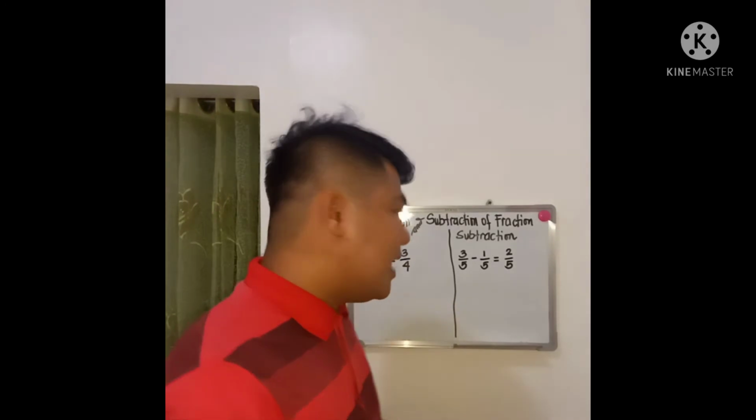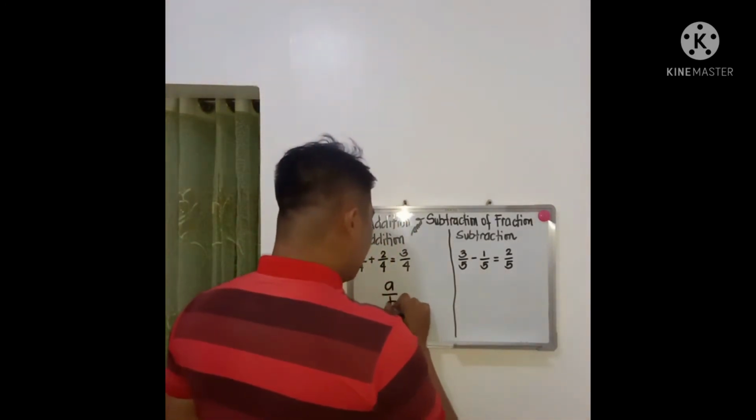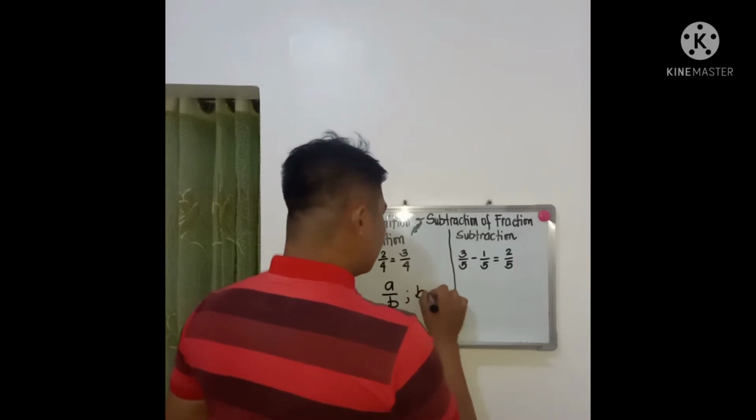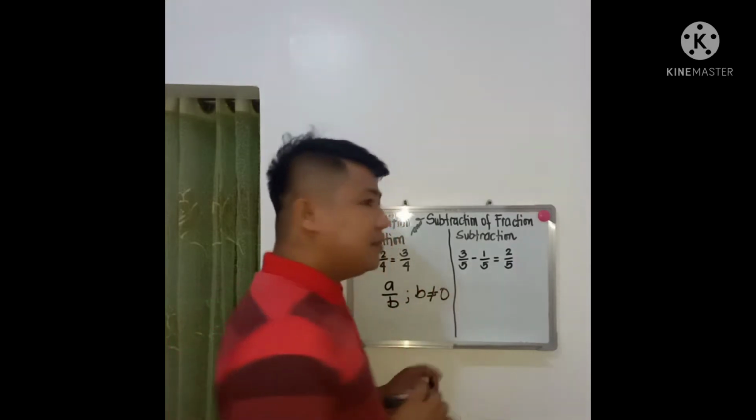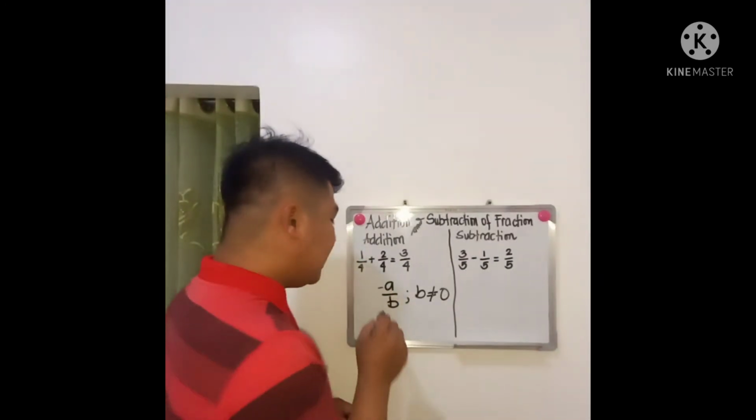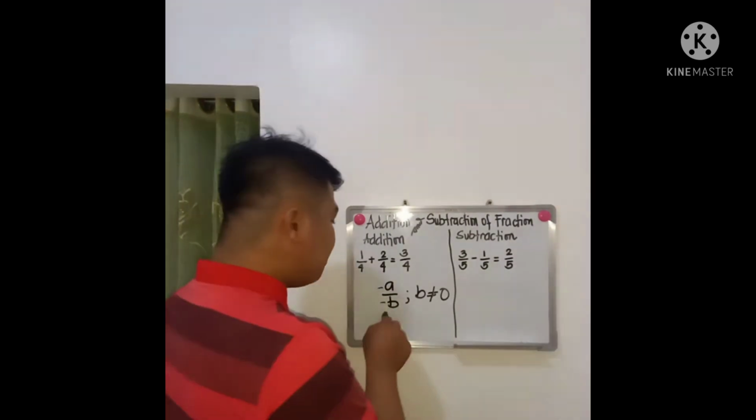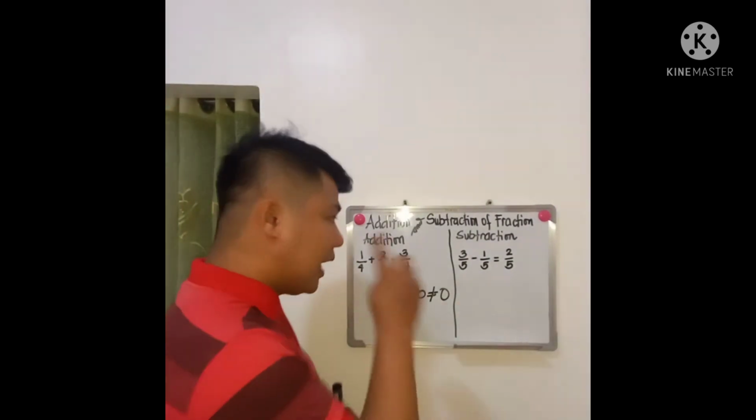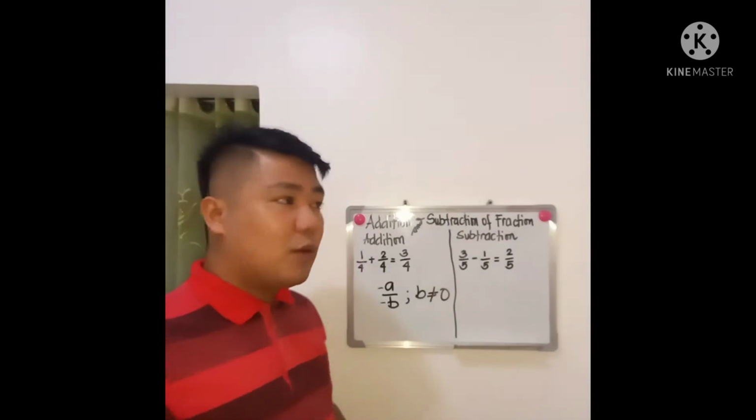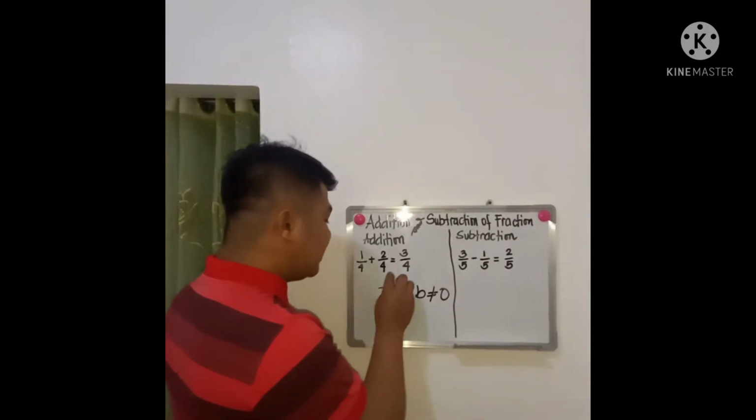So when we say fractions, it is an expression that can be expressed as A over B, where B should not be equal to 0. So A is our numerator and B is our denominator, where our B should not be equal to 0, or our denominator should not be equal to 0, because that will make the expression undefined.